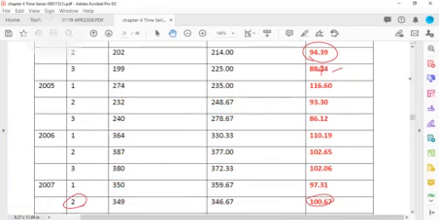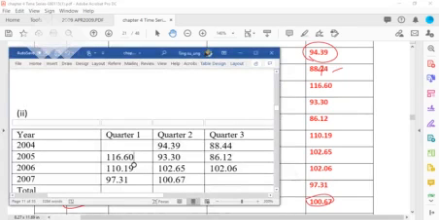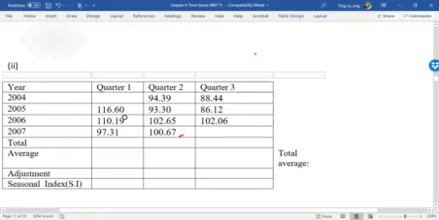Under second quarter, 100.67. So this is the answer. That's why you need to have two different pieces of paper for each table. Table 1, one piece of paper. Table 2, one piece of paper. Because later you need to have your first table to extend later, so you don't continue after it. I hope you understand what I'm talking about.